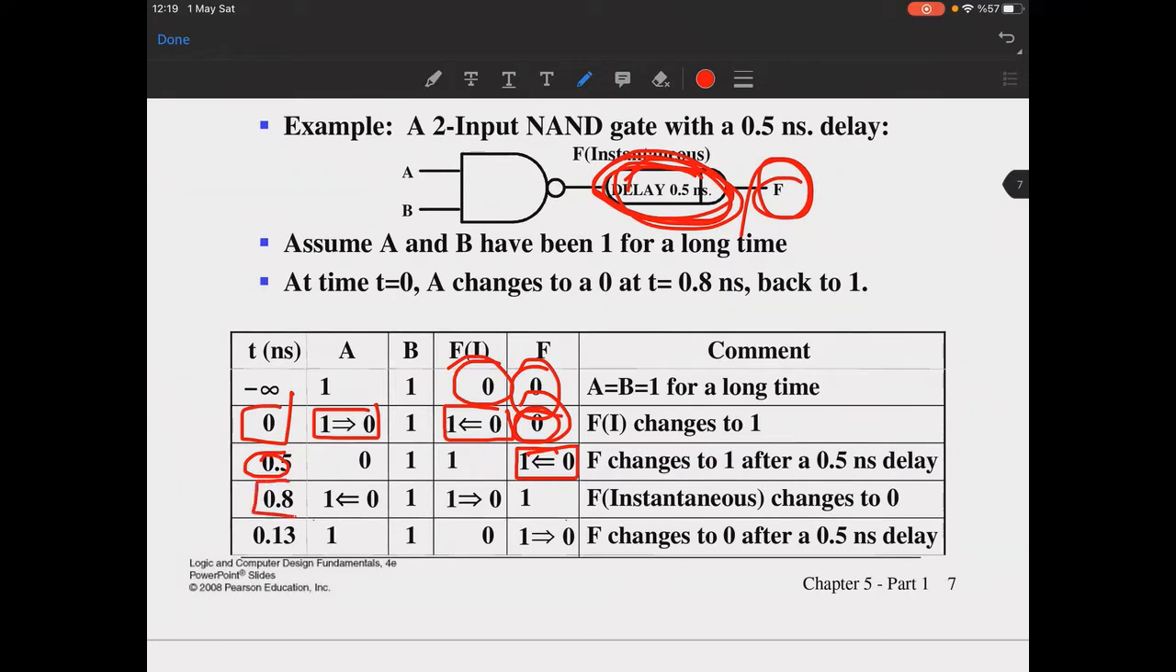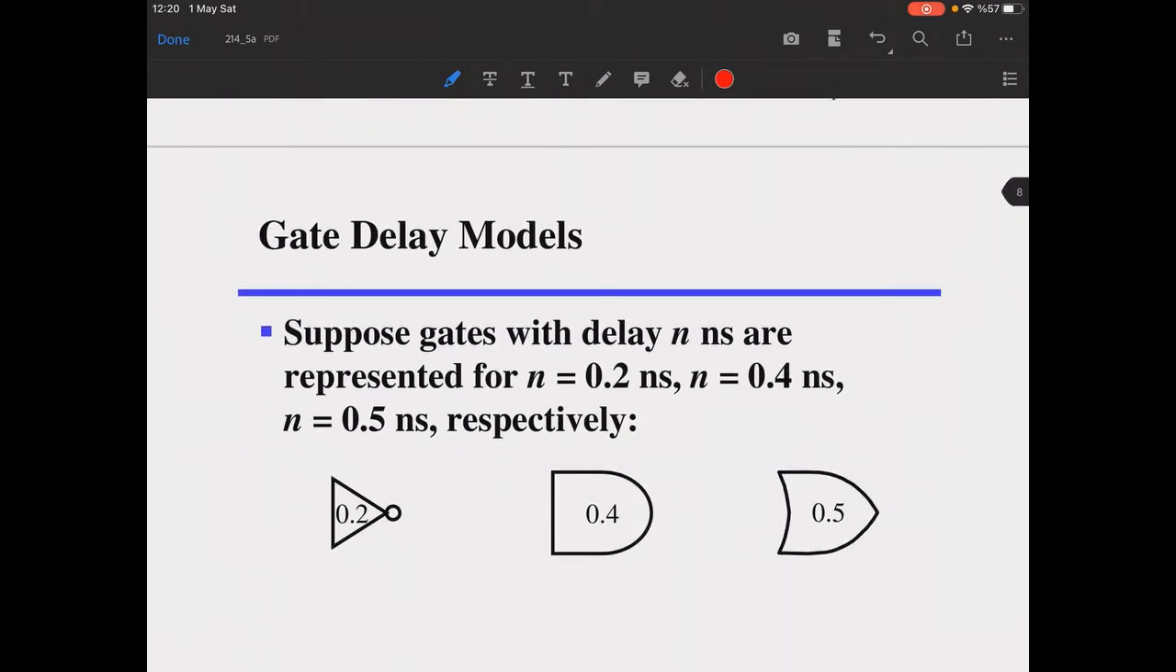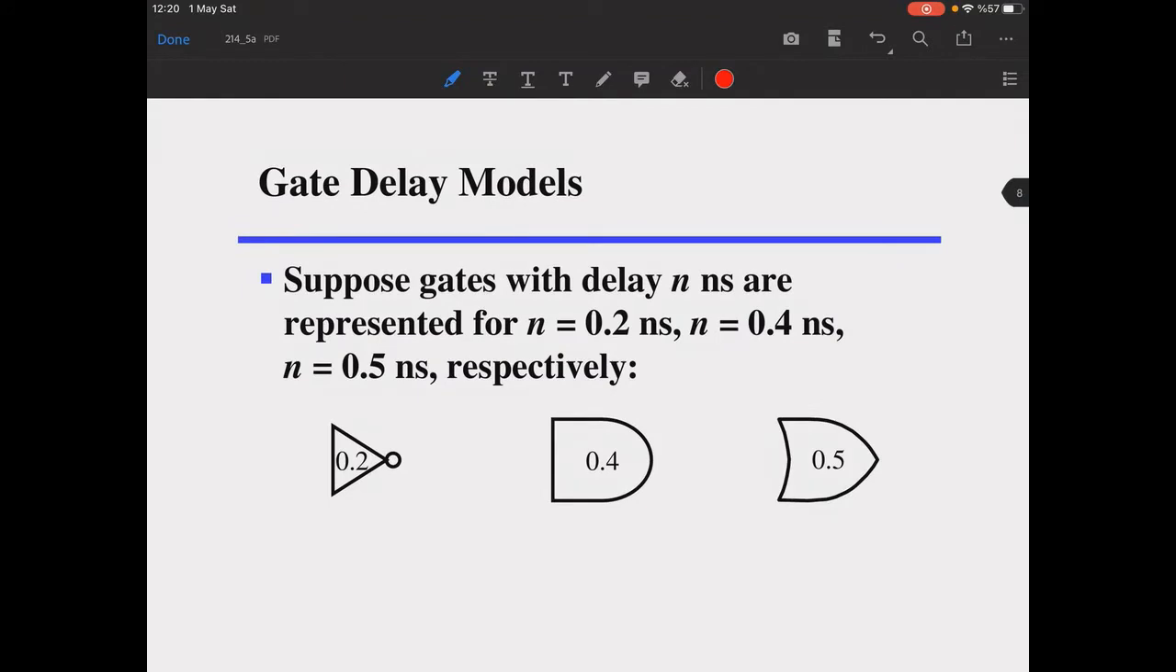Then at, for example, this particular 0.8 nanoseconds time, again it goes back to 0 here instantaneously. Of course it should go to 0 immediately, but your real output is still waiting for how long? Okay, plus half a nanosecond here, resulting in a real change at 1.3 nanoseconds here. That's the basic idea about the delays in our sequential circuits.